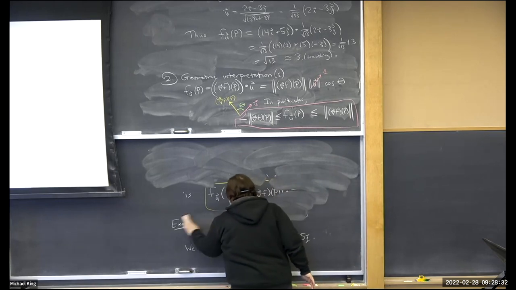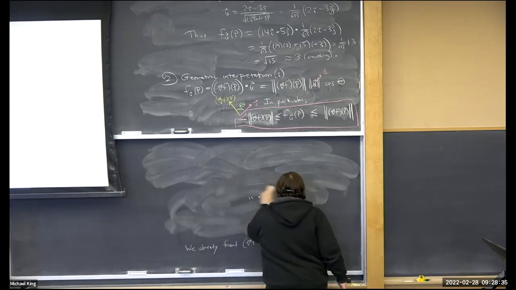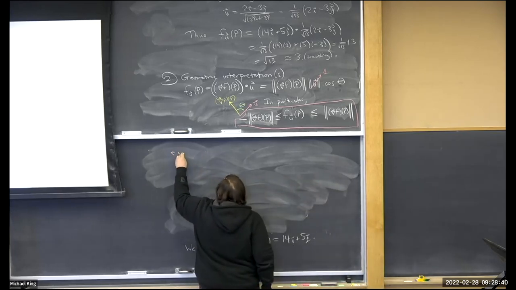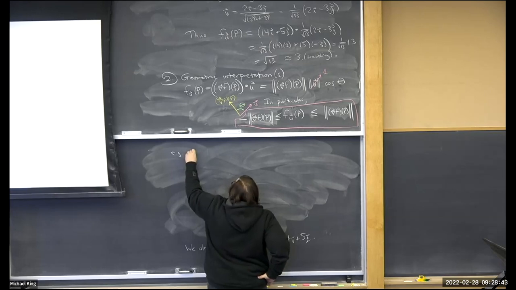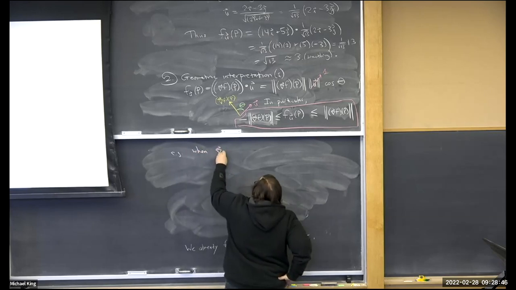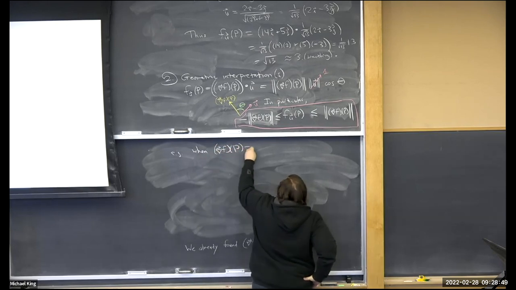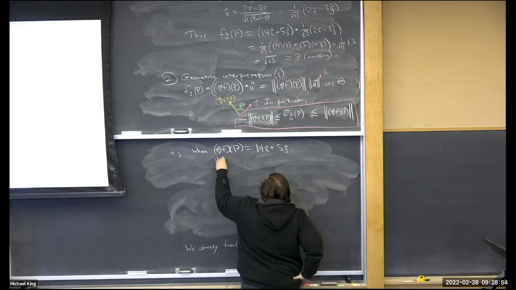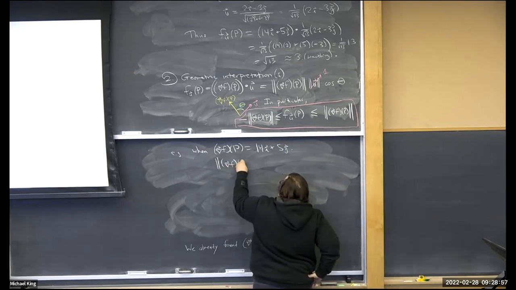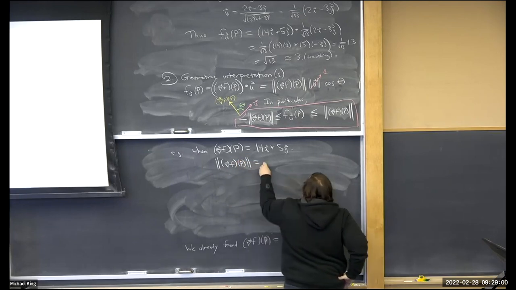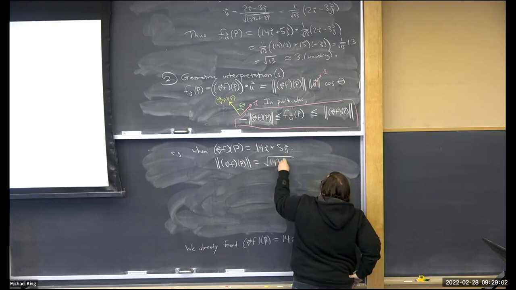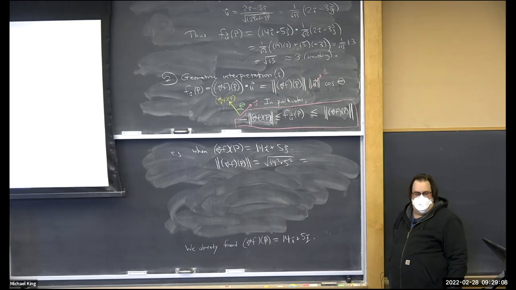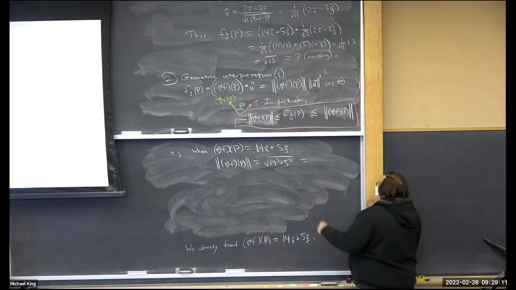Just leave this last line on the board. For example, we had the gradient being 14i plus 5j. The magnitude of that is the square root of 14 squared plus 5 squared. What is that? 196 plus 25 is 221. Yeah, 221.